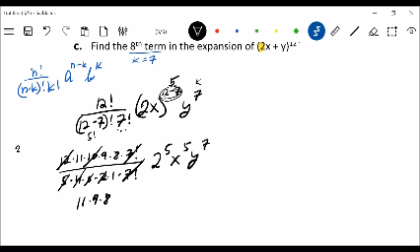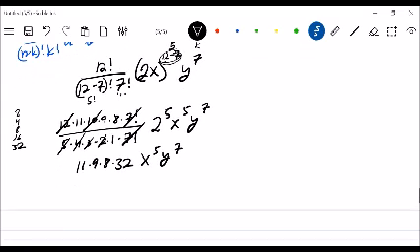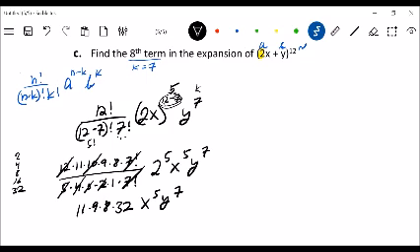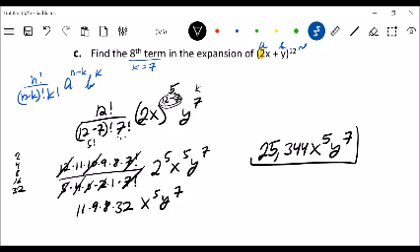So 2 to the 1st, 2 to the 2nd, 2 to the 3rd, 2 to the 4th, 2 to the 5th is 32. So we're going to multiply by 32 there and have x to the 5th and y to the 7th. So our answer for this, when we do 11 times 9 times 8 times 32, is 25,344 x to the 5th, y to the 7th. And that is the 8th term.